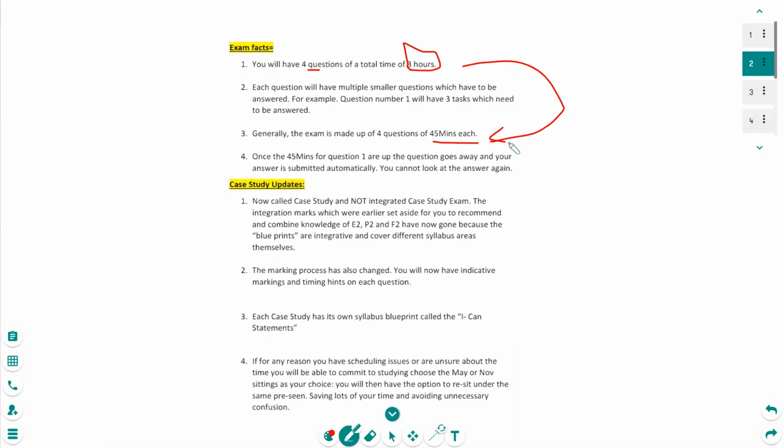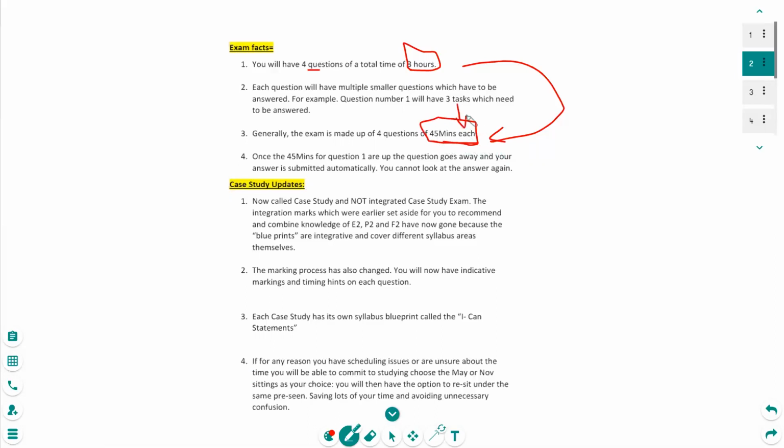Now, each question will have multiple smaller sub-questions under it. So, for example, question number 1 can ask you to do multiple things: give me advantages, give me disadvantages, give me recommendations. And all these 3 tasks, as we call them, need to be finished in the 45 minutes that they have given to you. So, when you see the multiple tasks that have been given to you, you have to plan your answer, read the question, understand the question, make your points, type it out, and then check your answer in those 45 minutes itself.